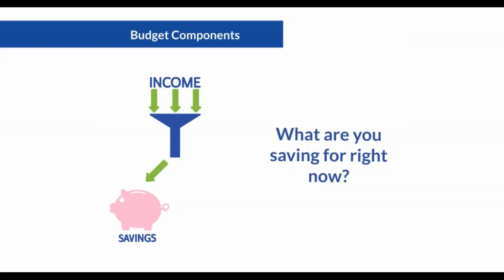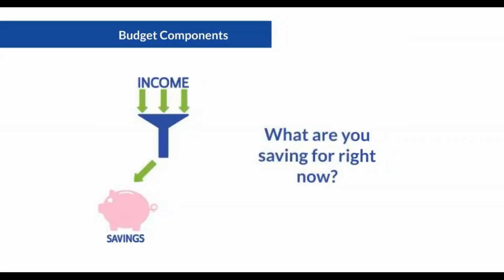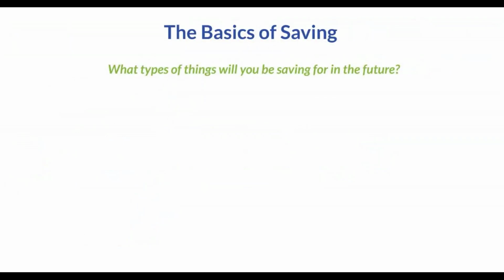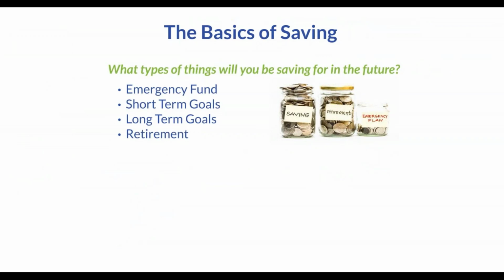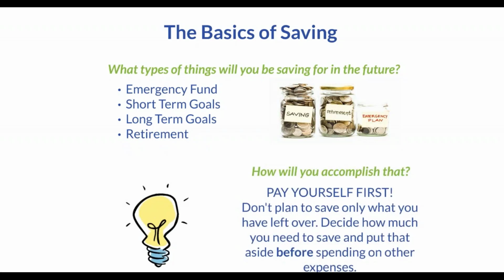The next budget component that we talk about is savings. And we ask them to think about what sort of things they're going to be saving for in the future. And at this point, we're really talking kind of big picture. So an emergency fund, short and long-term goals, and retirement. And this is here where we introduce the concept of pay yourself first.